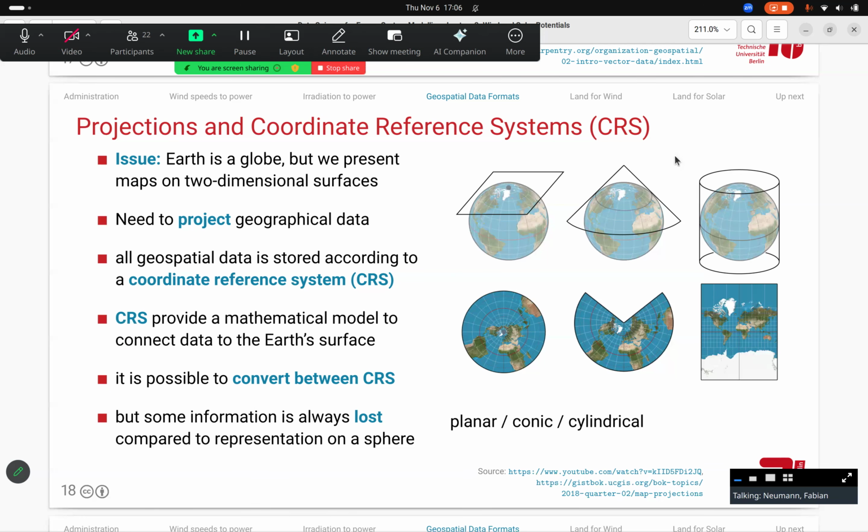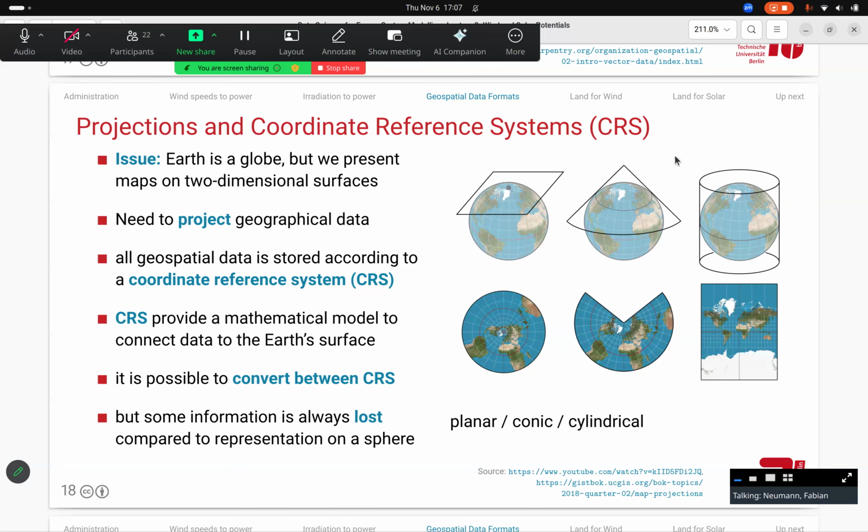There are projections that 100% preserve the angles. There are projections that 100% preserve the area and then make bigger mistakes in the respective other category. Or there are also projections that try to find a compromise. They will have errors on both the angles and the area, for example, but overall they try to keep them small.